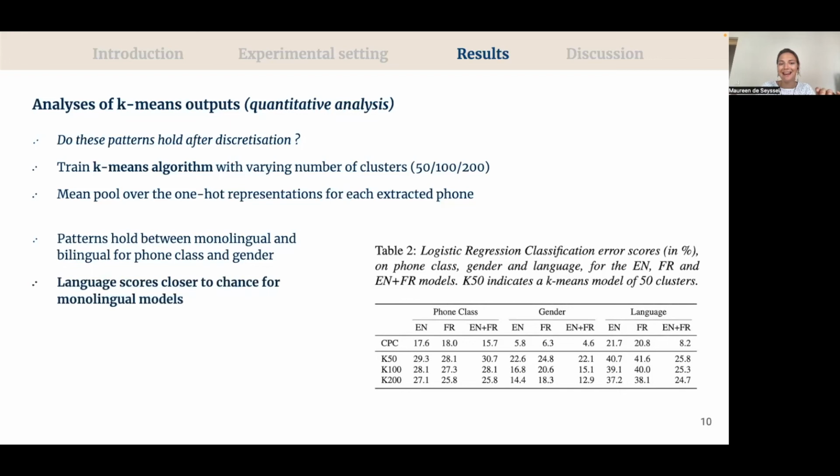The language scores, however, are still good for the bilingual models. However, they're much closer to chance for the monolingual models. This is not that surprising, as when you do this discretization step, you only keep the most important information. Basically, only the most important information is used to do this kind of clustering. So it's just one more hint that language information is not that present in monolingual models.